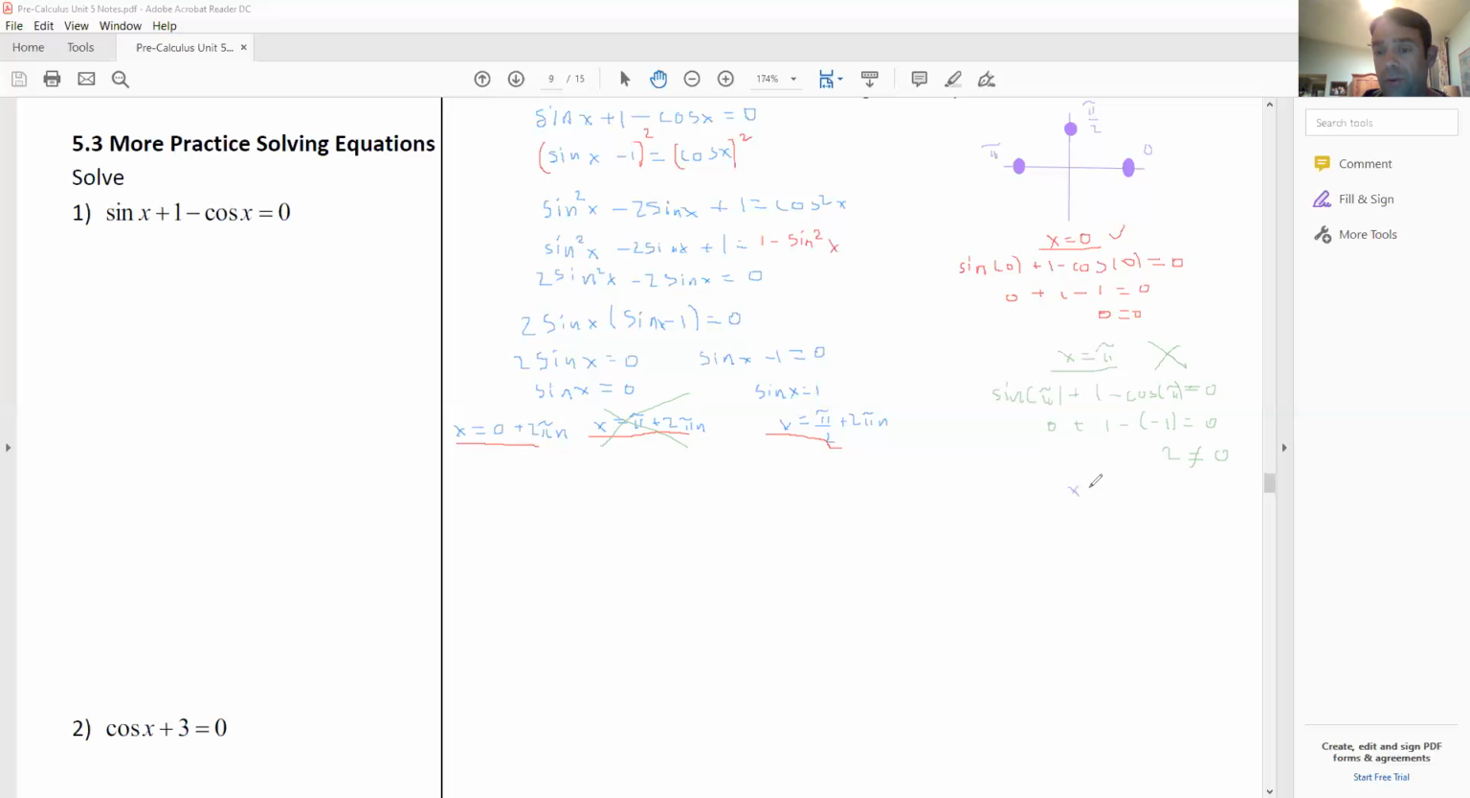We checked the x equals pi over 2. We've got to find out if that one works. So we have sine of pi over 2 plus 1 minus cosine of pi over 2.